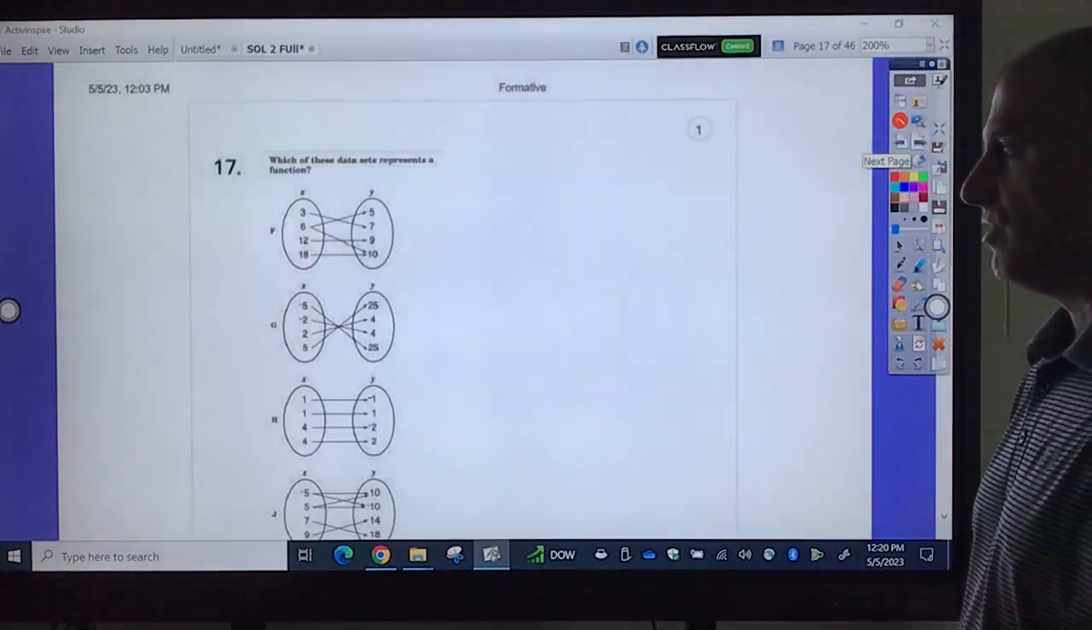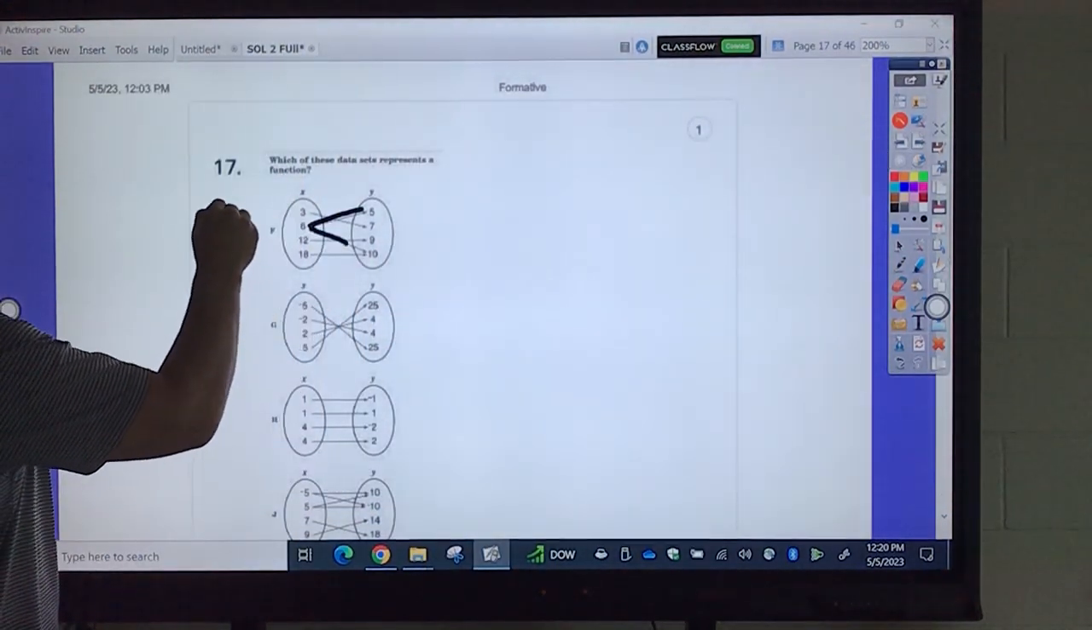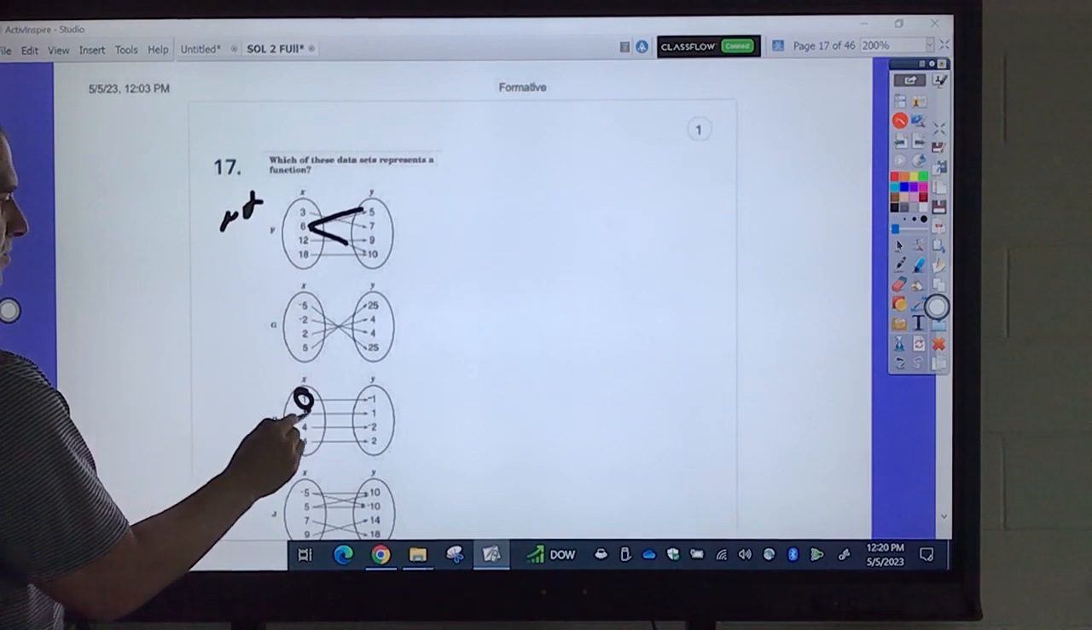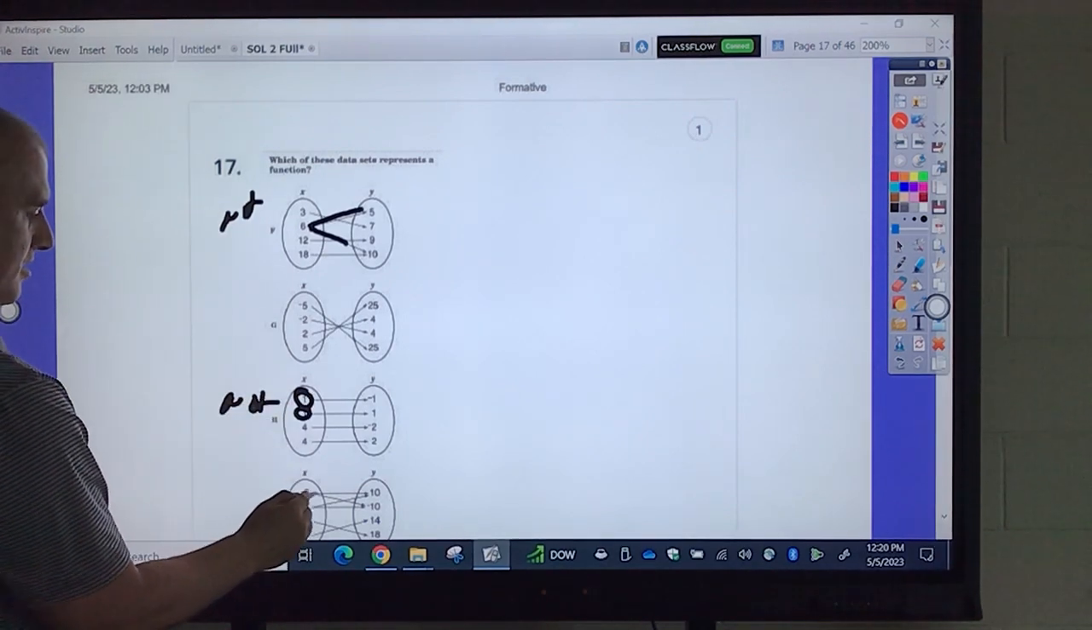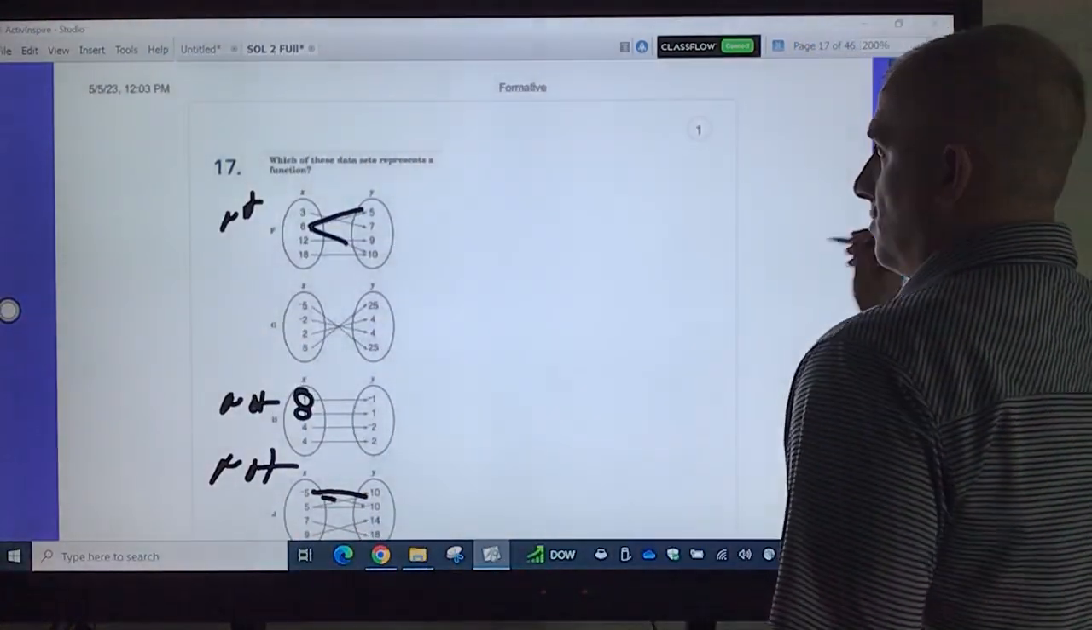Okay, also looking for x's repeating. Okay, got a double, so this is not. This is fine. This repeats. This is not. 2 lines from that. That is a not. Okay, so my answer here is this one.